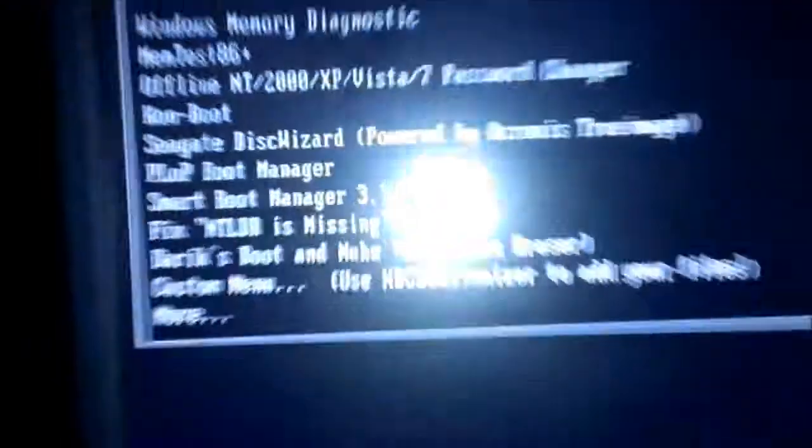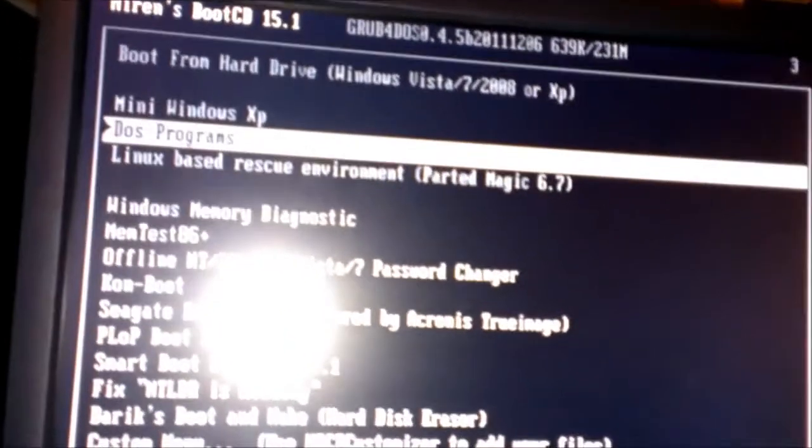Hi guys, I want to show you how to detect a failing hard drive. Right now I've got it in a little Gateway. It's a Seagate 500 gigabyte. What I want to do right now is select DOS programs. It's called, I think, Hiren's Boot CD or something.